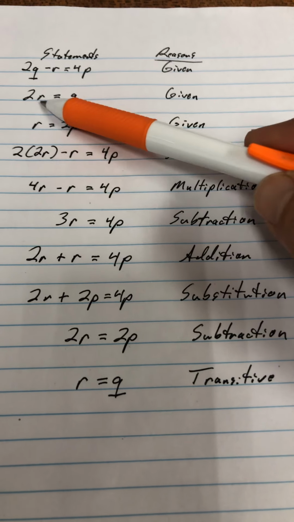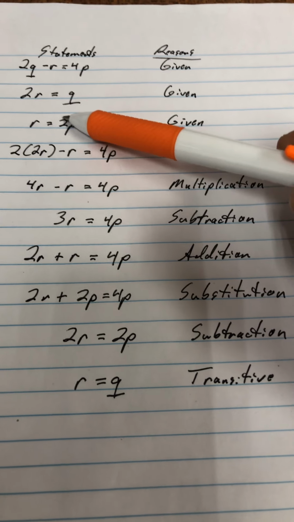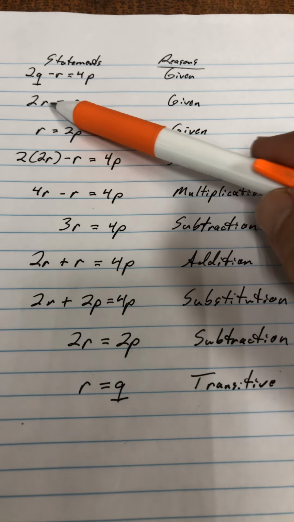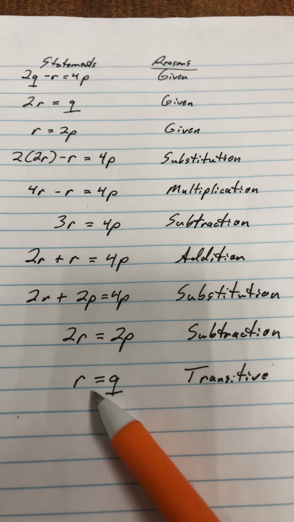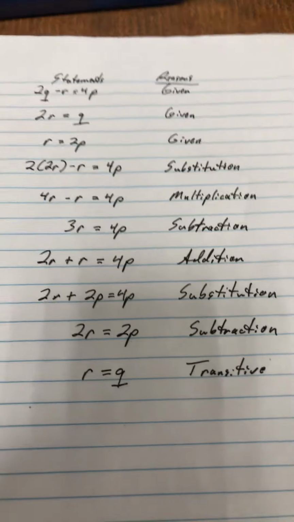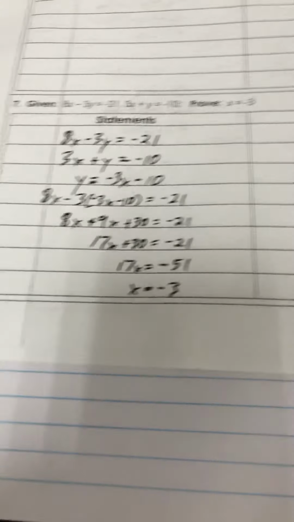Now see, I have 2R and I have 2P. Since 2R equals Q, and 2P equals R, and 2P and 2R are equal to each other, that means transitively R and Q are equal to each other, so that's transitive. Okay, so you may want to rewatch that one. There's a lot going on in number 5. I think it was the hardest one.